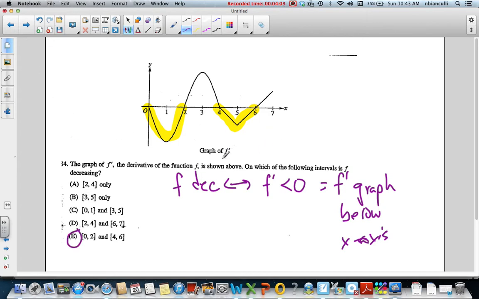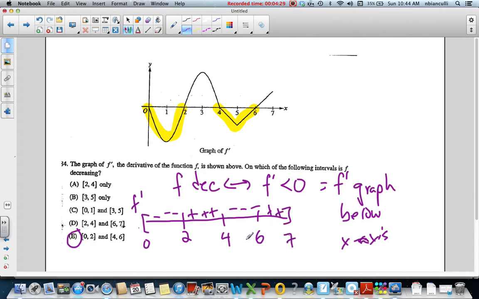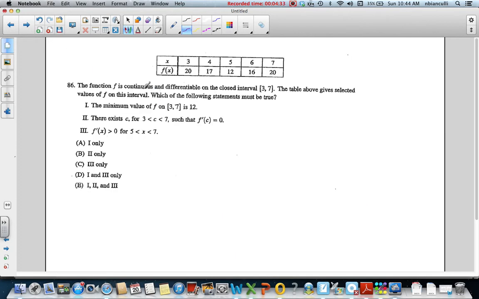Alternatively, you can draw your number line, which would look something like this. From 0 to 2, you would have negative for f prime, based on the f prime graph. From 2 to 4, f prime is positive. From 4 to 6, f prime is negative. And 6 to 7, f prime is positive. Okay. All right, next question, number 86. The function f is continuous and differentiable on the closed interval of 3 to 7.